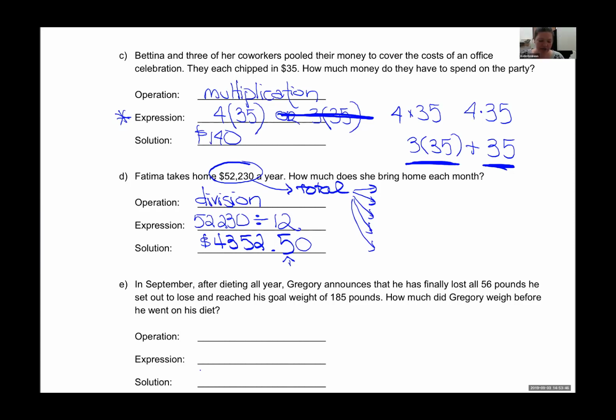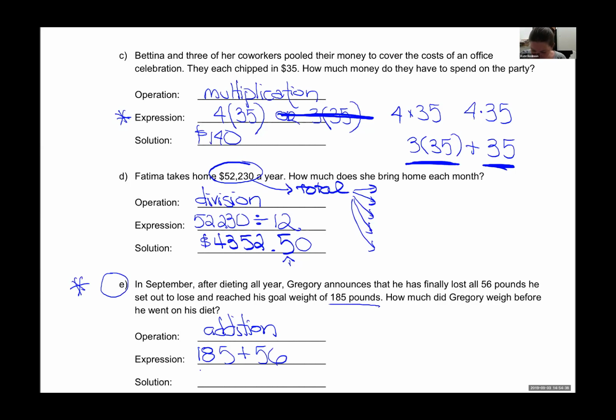Okay, so then E. In September, after dieting all year, Gregory announces that he has finally lost all 56 pounds he set out to lose and reached his goal weight of 185 pounds. How much did Gregory weigh before he went on his diet? Addition. Addition? But students tell me all the time, David, they say, no, Gregory lost weight, I better do subtraction. How come you said addition? Because you want to know what he weighed before he lost that weight. Exactly. I want to put that weight back on him. Oh, that'd be awful. But I'm trying to go back in time. Yes, I'm going to need to add. Glorious.